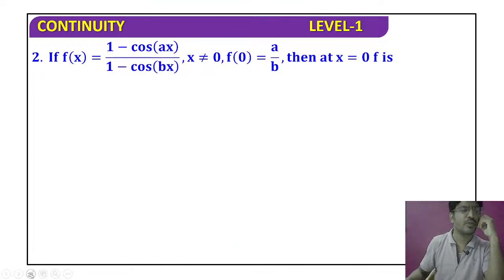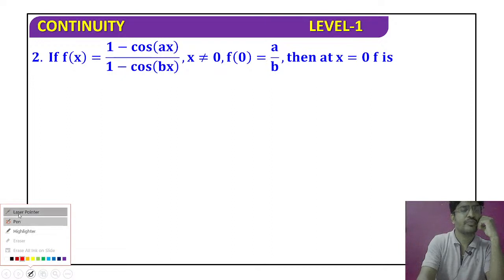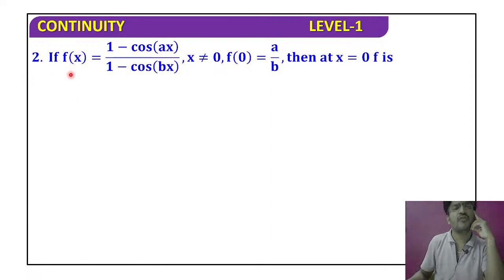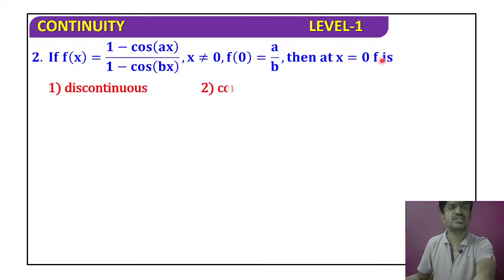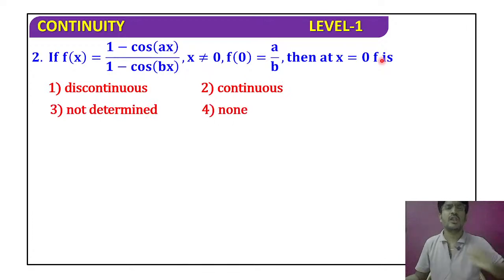What is the second problem? Let us see what they have given. If f of x is equal to 1 minus cos of ax divided by 1 minus cos of bx, for x not equal to 0, and f of 0 equal to a by b. That means f of 0 is given as a by b. Then at x equal to 0, f is: 1, discontinuous; 2, continuous; 3, not determined; 4, none of these.